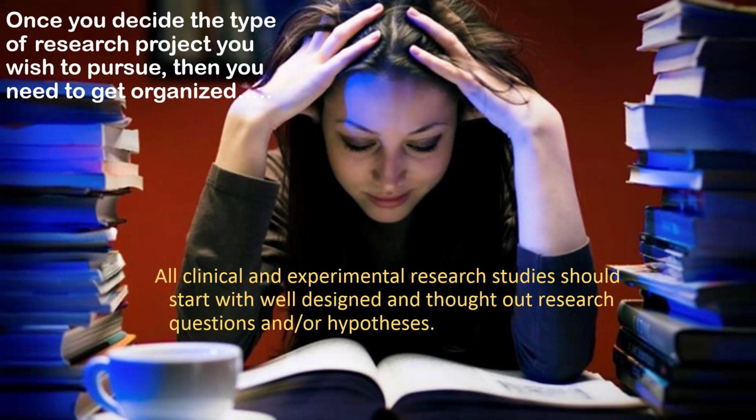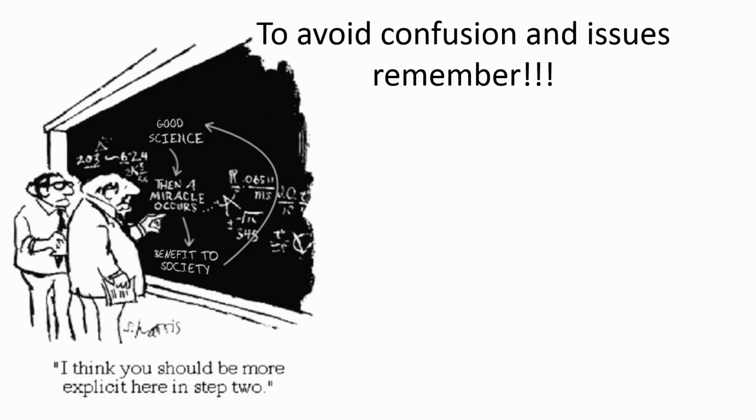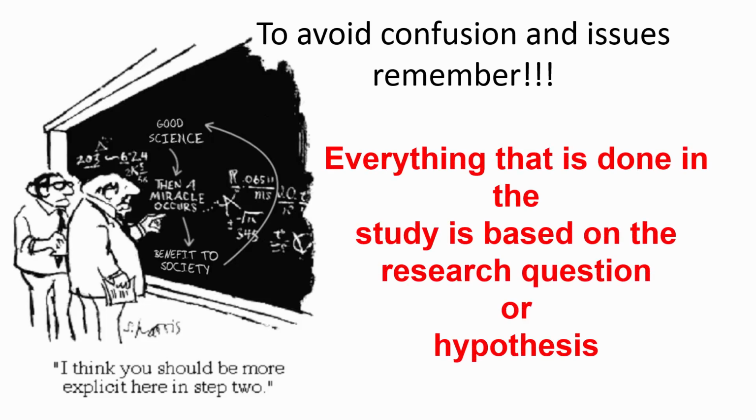Now, once you decide which one of those categories in which you wish to work, then you start to get yourself organized. Clinical and experimental research studies need to have thought out and well-designed research questions and either well-structured research hypotheses or well-structured parameters from which to develop the research question. Some of the things that we've talked about so far involve a methodology called PICO for the purposes of putting together a research question. Now, let's look at a couple of things.